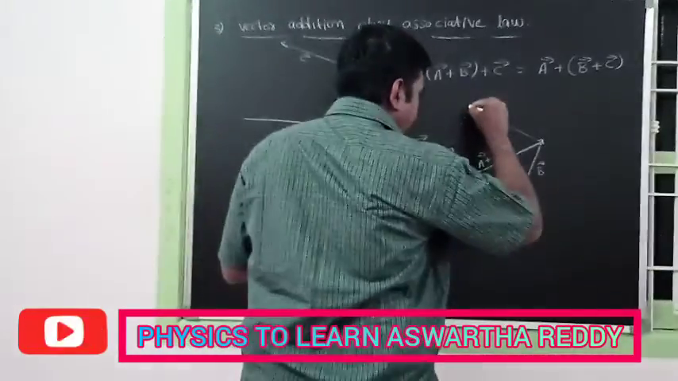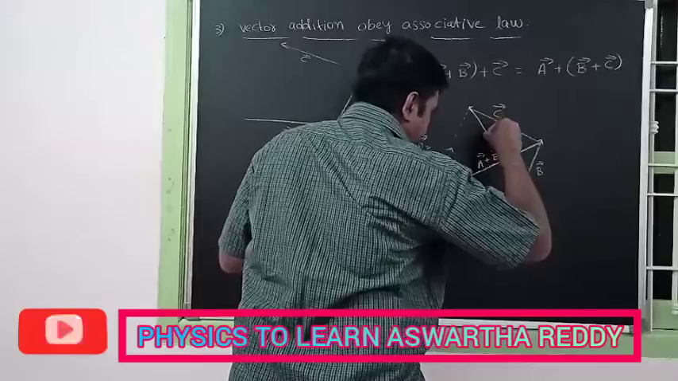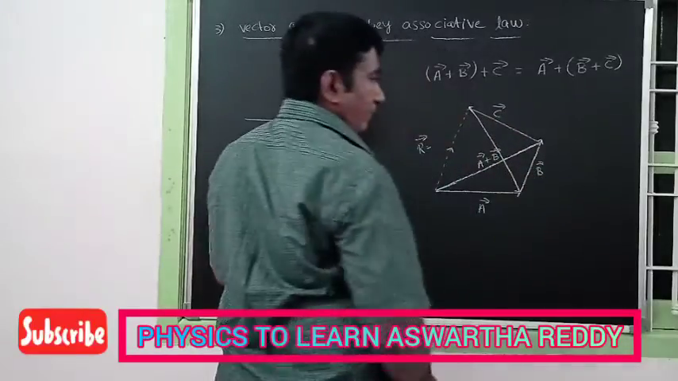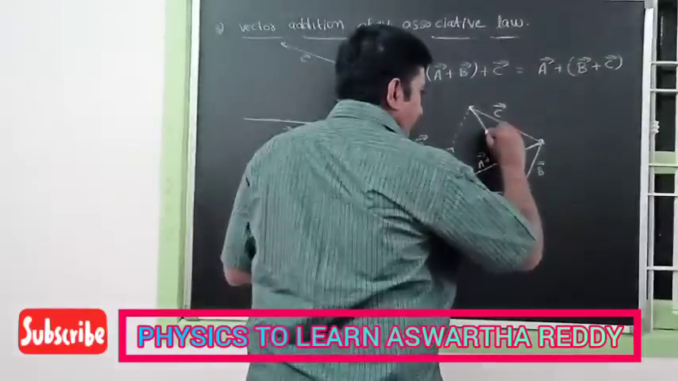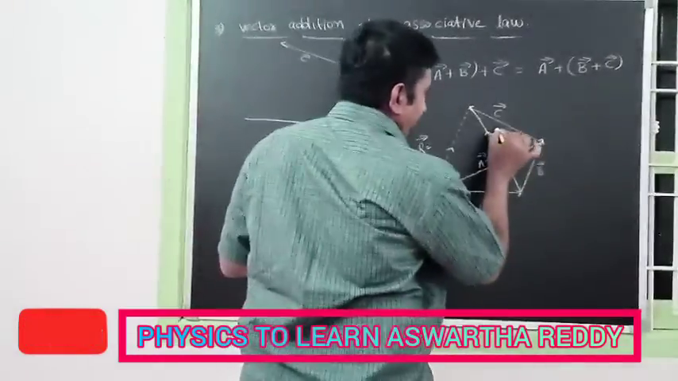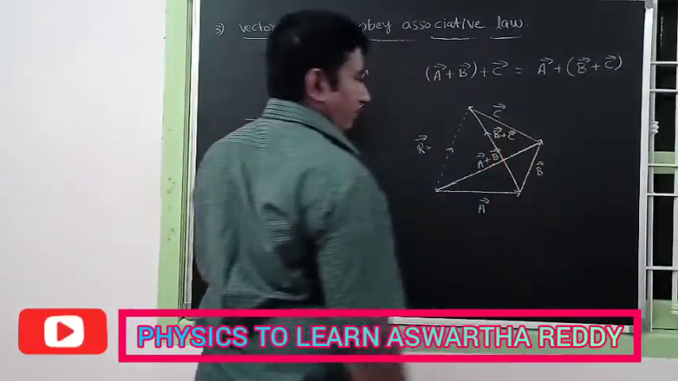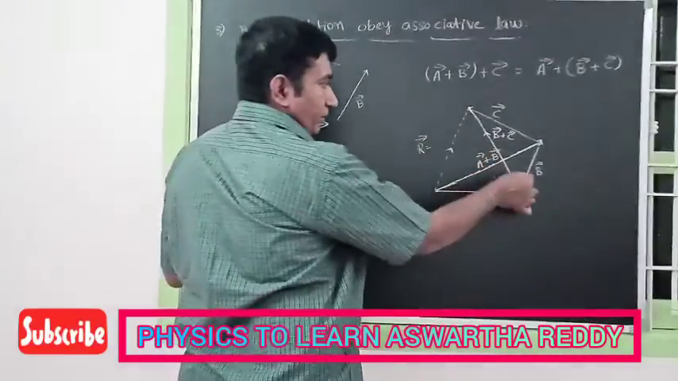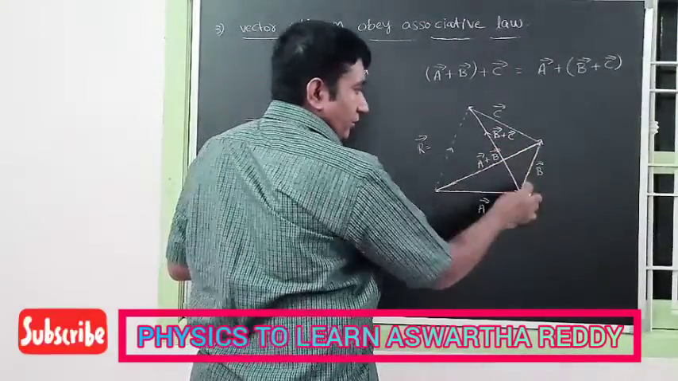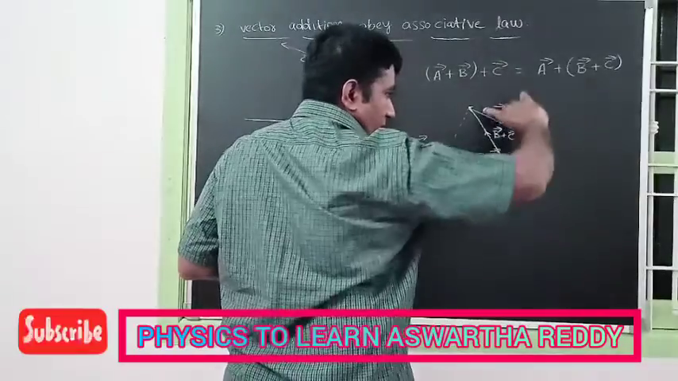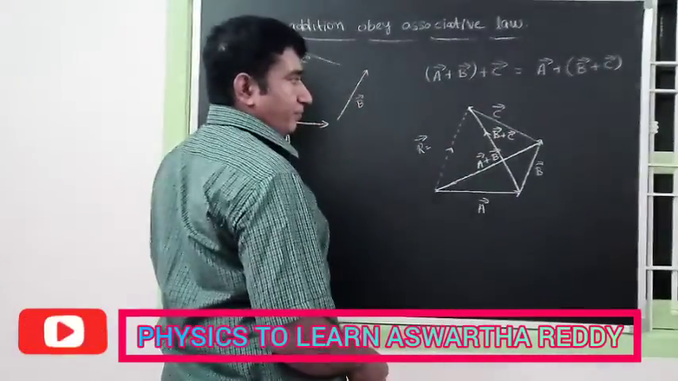If I join these, I am going to get the resultant like this. This is nothing but B vector plus C vector. Yes or no? B vector plus C vector. So one side, this is the resultant of a triangle.